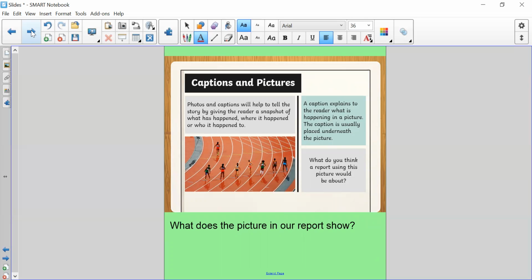Photos and captions will help to tell the story by giving the reader a snapshot of what has happened, where it happened, or who it has happened to. A caption explains to the reader what is happening in a picture. The caption is usually placed underneath the picture.